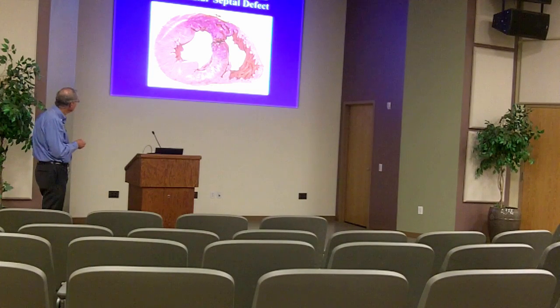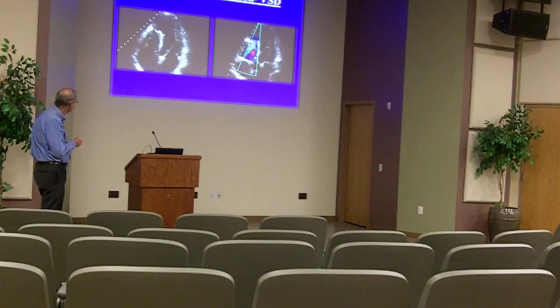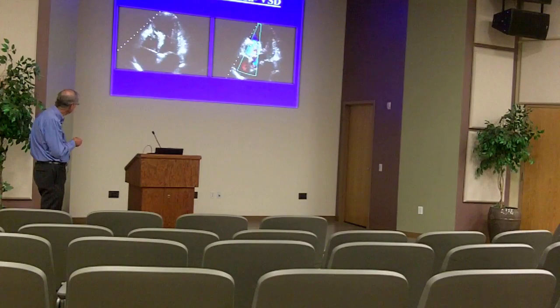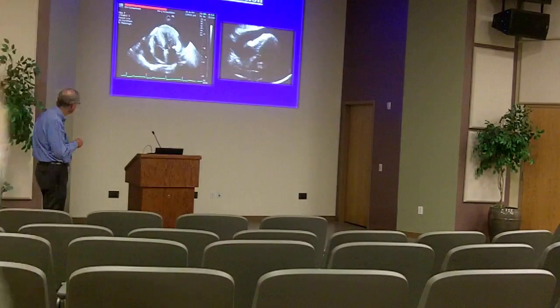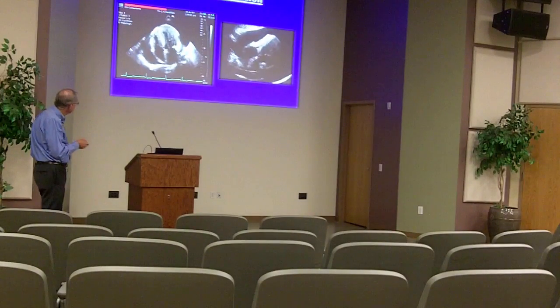And this is one that actually ruptured between the two chambers. And then this is also one that ruptured right there, and you can see the blood flow from this chamber, this is the left ventricle, into the right ventricle. And you can see that needs to be repaired.